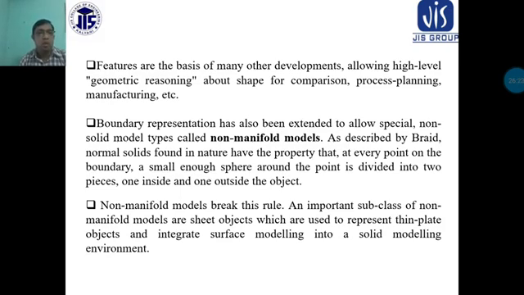break these rules. An important subclass of non-manifold models is set objects, which are used to represent thin plate objects. Another thing is that integrated surface modeling in a solid modeling environment is also considered a non-manifold model and breaks these rules. Representing thin plates means the object is a non-uniform manifold model, which breaks this rule.